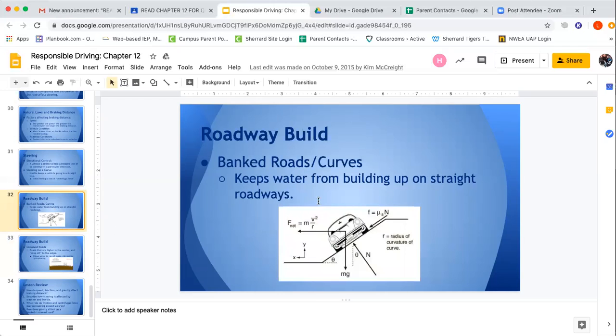So let's go back to that one. Banked roads or curves. The water is building up on a straight road. I'm not sure I totally understand that, but she's got a picture in here for you to take a look at.